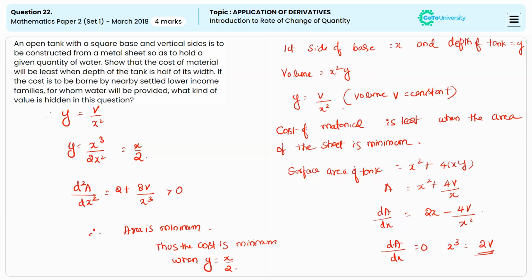It's a 4-mark question, so we need to understand the marking properly. By using the volume in terms of y is equal to V by x squared, we get 1 mark. And finding the surface area properly, we get 1 mark. Differentiating this will give you 0.5 marks. Writing x cube in terms of V will give you 0.5 marks. And proving this will give you 0.5 marks. And this statement will give you another 0.5 marks. So that is how you get totally 4 marks for this question.